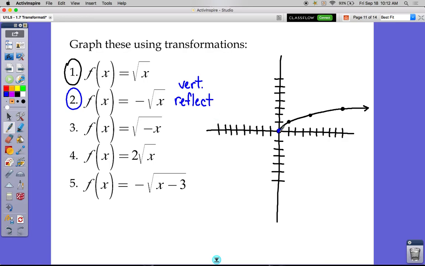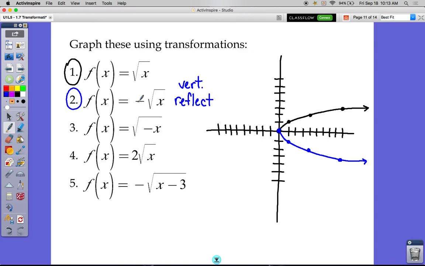So 0 becomes negative 0. (1, 1) becomes (1, negative 1). (4, 2) becomes (4, negative 2). And then (9, 3) becomes (9, negative 3). So it just looks like it's upside down, and now it looks like a sideways parabola. For that matter, remember, if we take the square root of anything, we look at plus or minus. We just created plus or minus the square root of x.